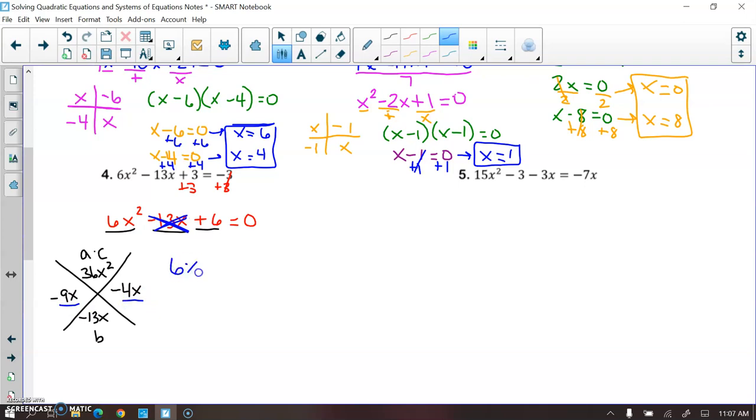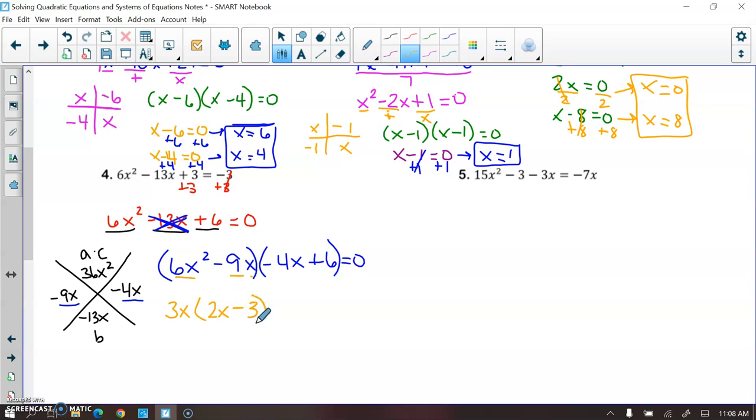So I have a 6x squared minus a 9x minus a 4x plus a 6 is equal to 0. Now what I do is I group my first two terms together and my last two terms together. And now I take the GCF out of my first two terms. The greatest common factor out of my first two terms would be a 3x. A 6x squared divided by a 3x would leave me with a 2x. And a minus 9x divided by a 3x leaves me with a minus 3.